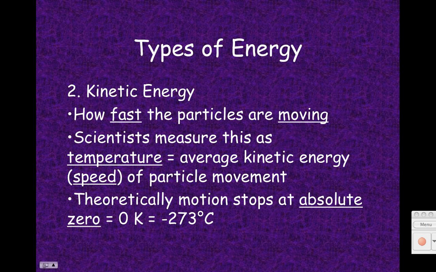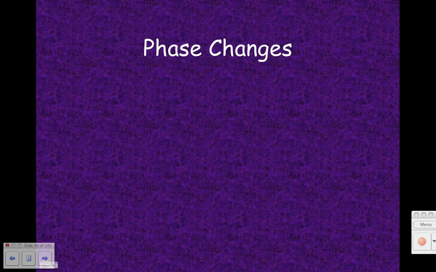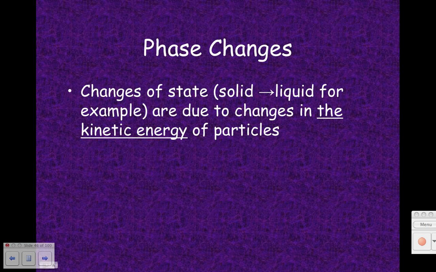Now, how does this idea of the kinetic molecular theory and these types of energy that matter can contain actually relate to what we've already talked about? Well, what this allows us to do is understand why matter undergoes phase changes. Okay, so changes in state, like for instance solid to liquid, are due to changes in the kinetic energy of the particles. I can have something that's a solid at room temperature, let's say wax, like candle wax, and I can actually heat it up and it will melt.